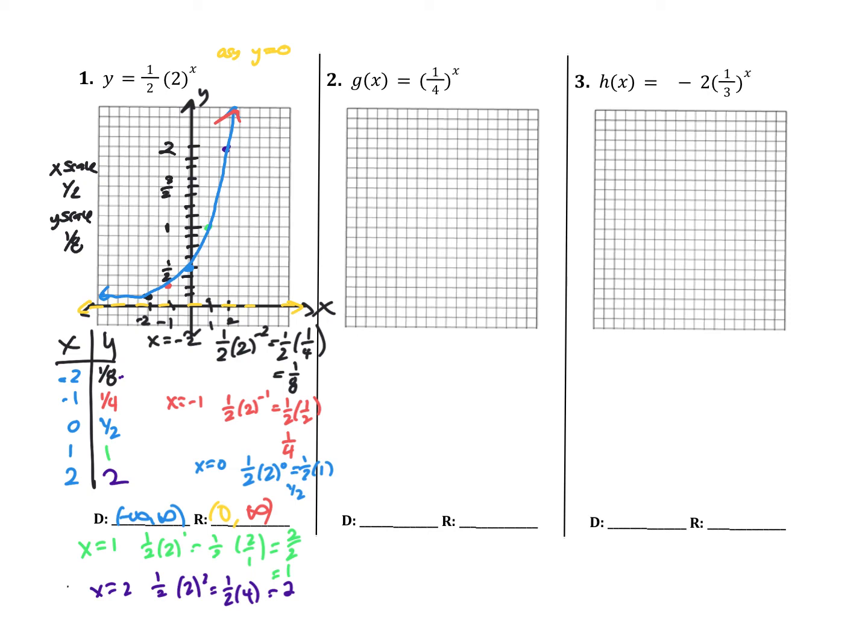So why don't you go ahead and pause the video, set up your table for number 2, plug in those values, and see if you can just find each of the values that go in the table, and then unpause the video and see how you did.